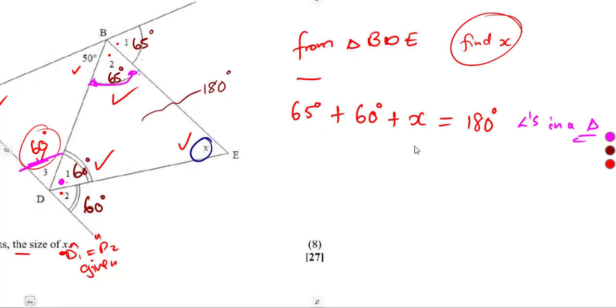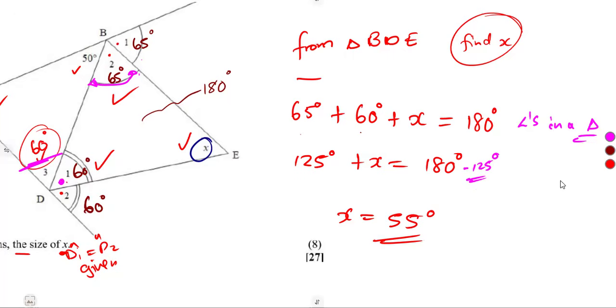So for X, 65 and 60 is going to give us 125. So 125 degrees plus X is equal to 180. Taking the 125 to the other side, that's a negative. So 180 minus 125, that's 55 degrees. All right, so that is it.